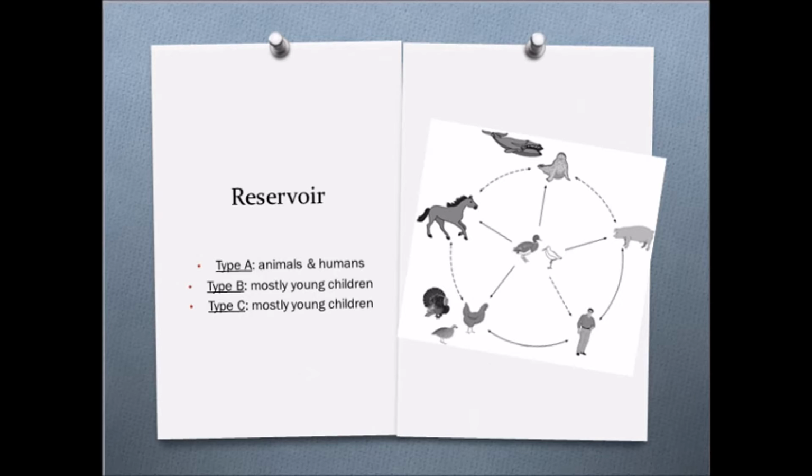The main reservoir for type A influenza would be aquatic birds such as ducks or geese. Type A influenza can cause a respiratory disease in humans and animals. A few cases have shown that pigs, seals, ducks, and chickens are the reservoir for this disease.